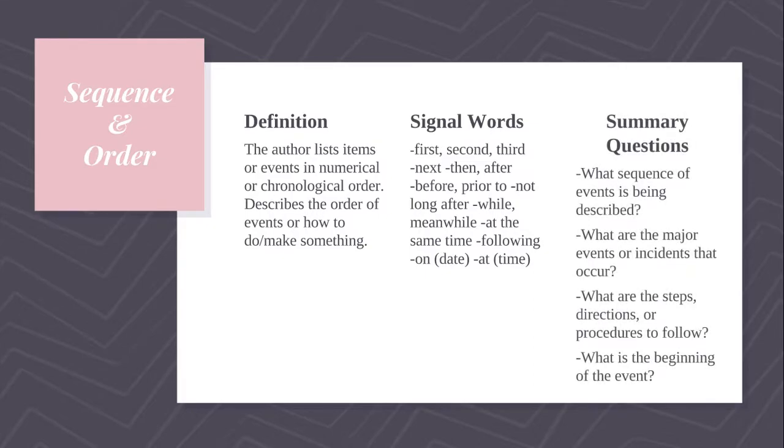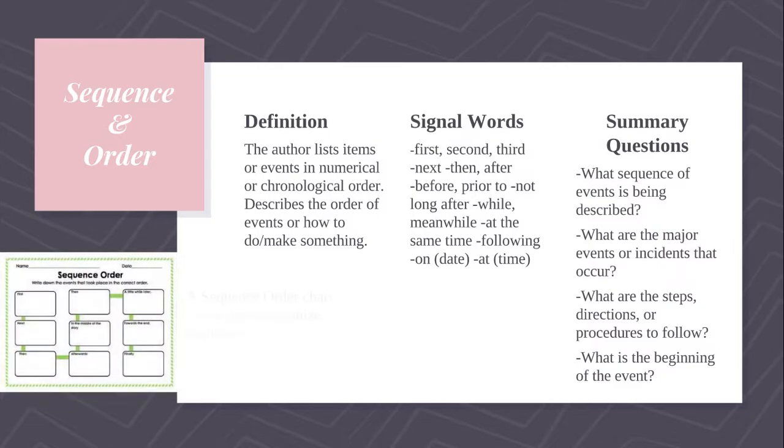Summary questions. What sequence of events is being described? What are the major events or incidents that occur? What are the steps, directions, or procedures to follow? What is the beginning of the event? If you see any of these questions, you will know it is a sequence in order. A sequence in order chart is often used to organize sequences.